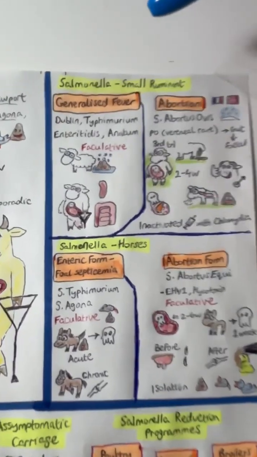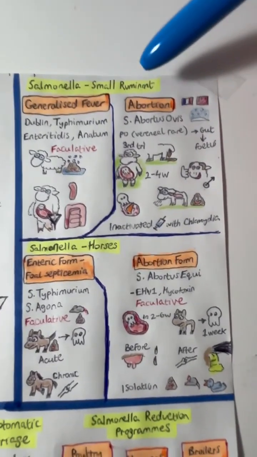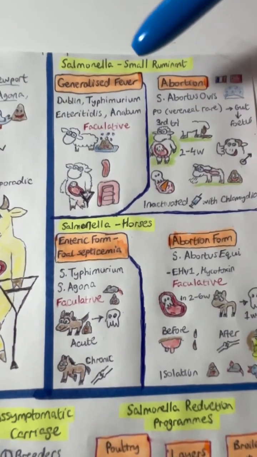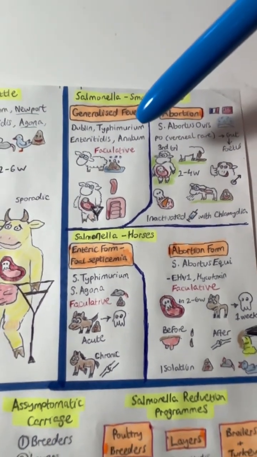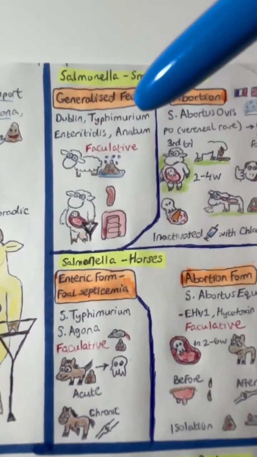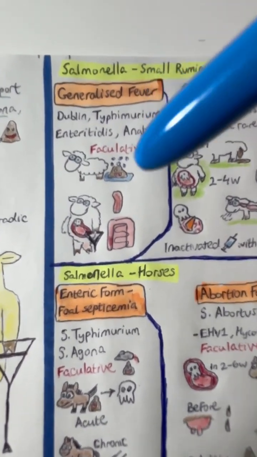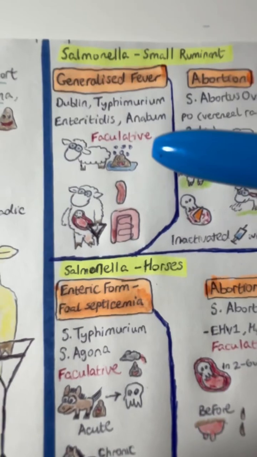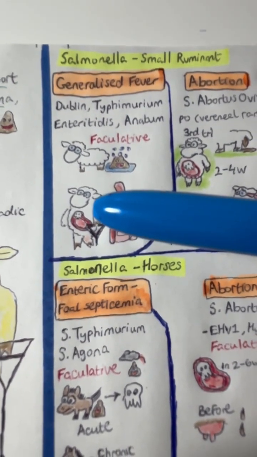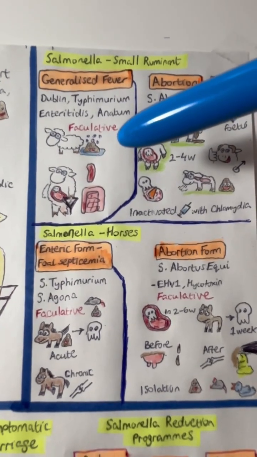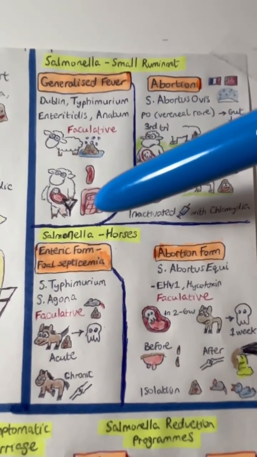For Salmonella of small ruminants, we have generalized fever and abortion. Generalized fever is caused by Enteritidis, Typhimurium, Dublin, and Anatum. It is facultative and requires predisposing factors. In acute cases, we get watery foamy diarrhea. And in chronic cases, we get arthritis and sporadic abortion. In the pathology, we can see hemorrhages and inflammation in the spleen and small intestine.